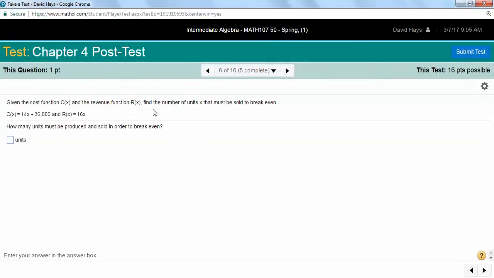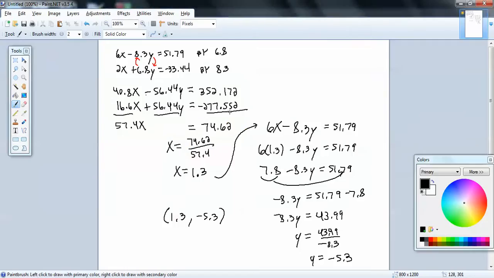Given the cost function and revenue function, find the number of units x that must be sold to break even. Okay, let me clear this off.